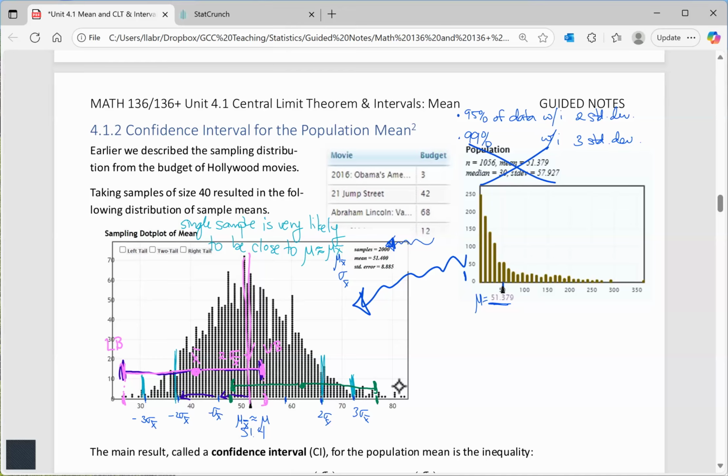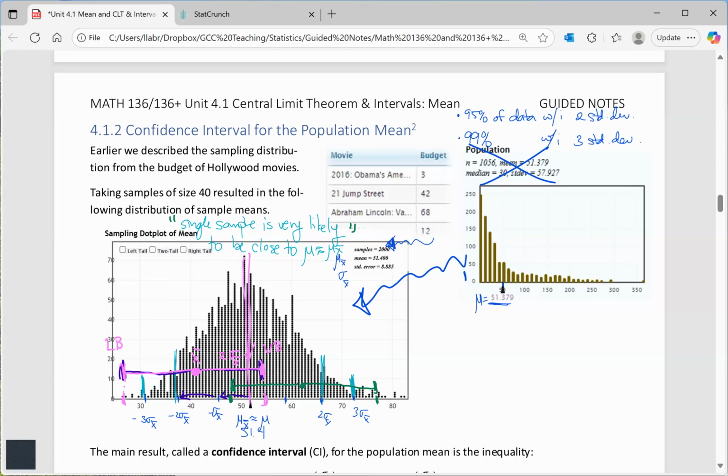And that's because we are simply saying this statement right here, that if you take a single sample, we see that we're very likely to land very close to the center. So I'm able to create this interval. And that is what we can write out mathematically.